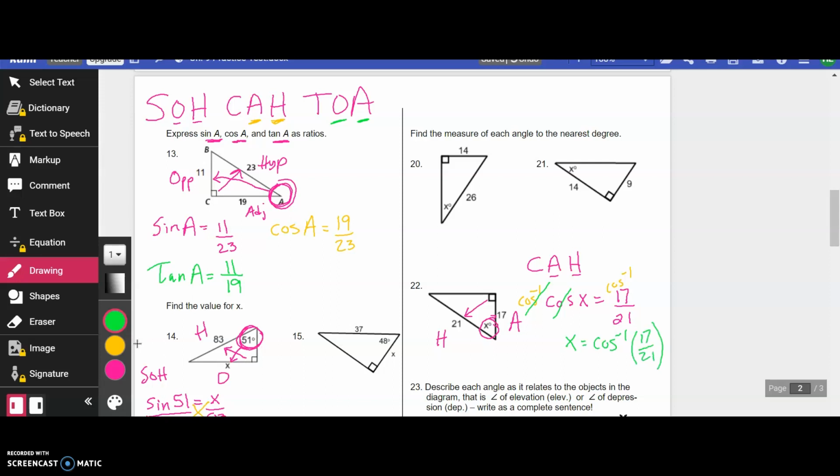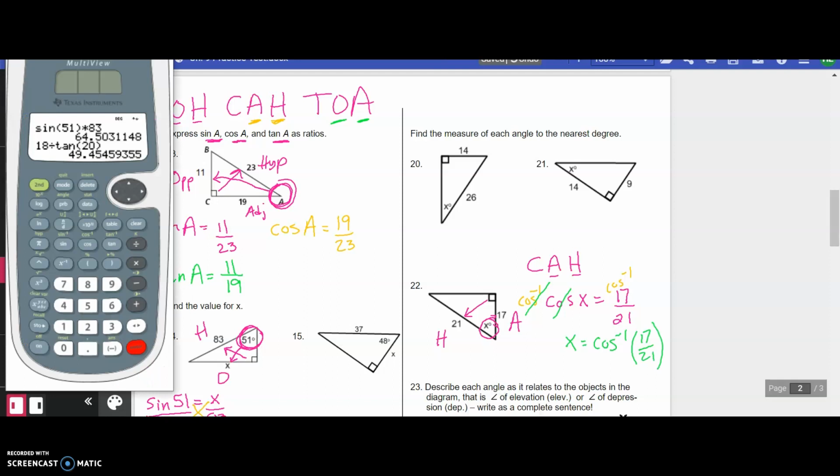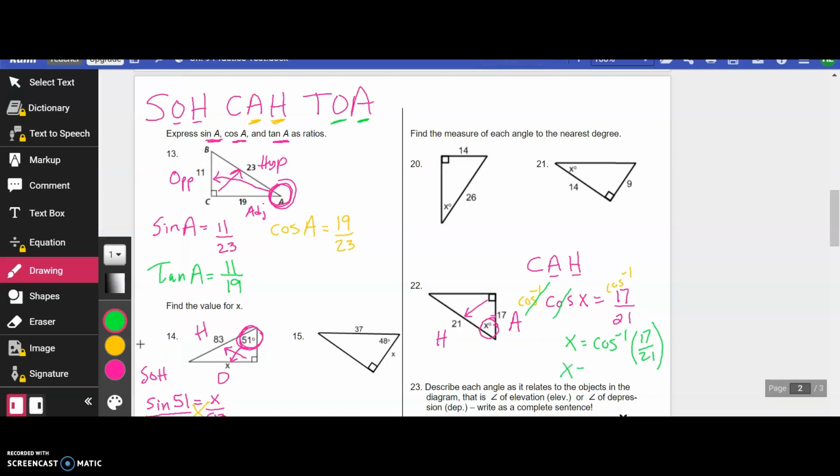And then cosine inverse is what I type in my calculator, 17 over 21. All right, so instead of just hitting my normal cosine, I have to hit the second button first, and then the cosine. And see how that little -1 comes up on there? And then my 17 divided by 21. And so my angle is 35.95 degrees. Nearest whole number, it would be 36 degrees. Okay?